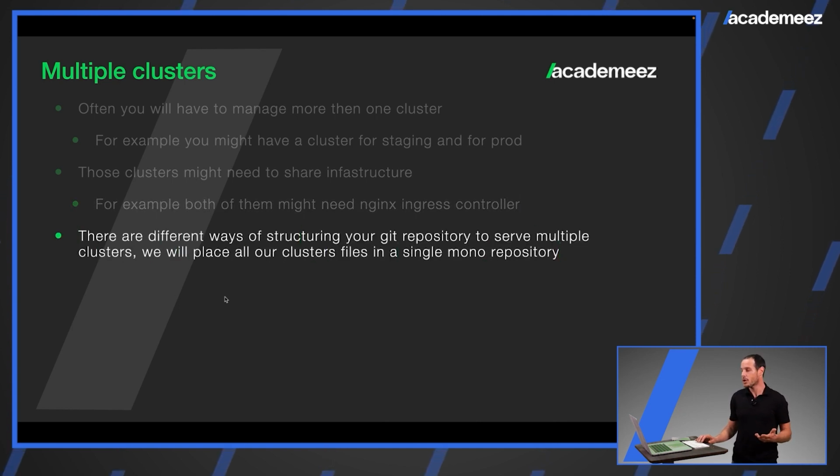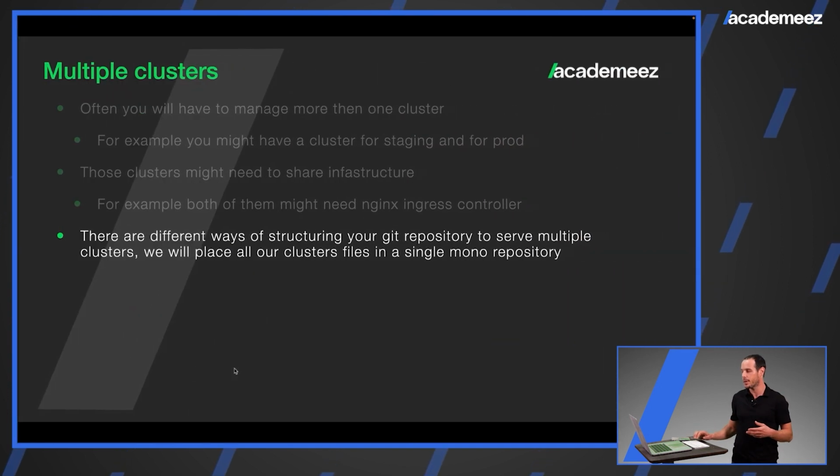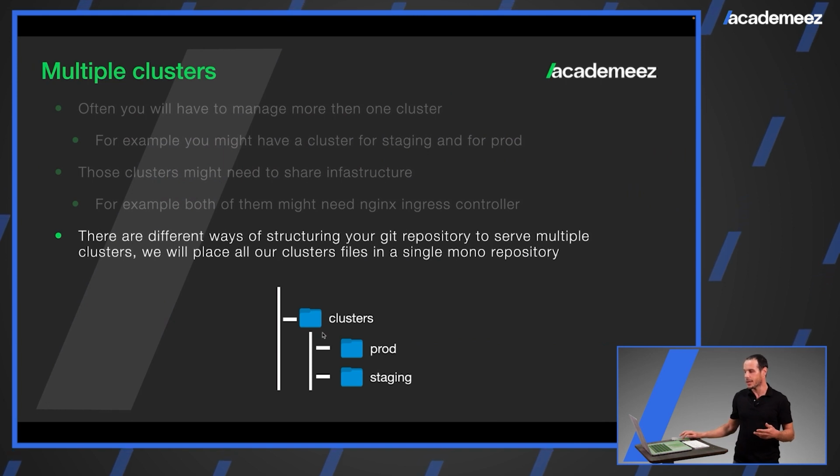And there are different ways of structuring, and we will focus on the monorepo kind of structuring of our GitHub, as we saw in the guide for Flux. I'll place the link for the Flux guide on how to manage your repository. So this is a similar file structure that we're going to create in our GitHub repository. It looks something like this: you will have a clusters folder, and we'll have production and staging, and each cluster will open a new folder.